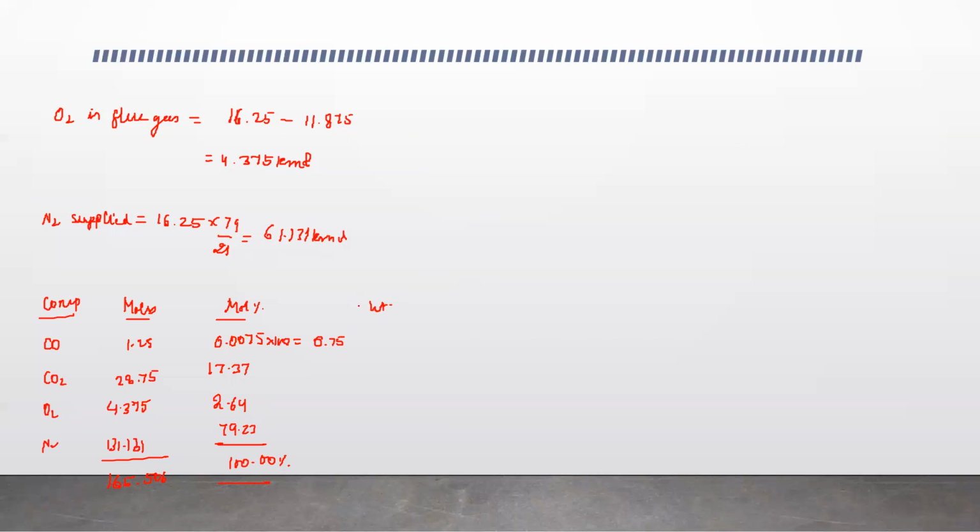Then weight, so for that we need the molecular weight of each. Molecular weight of carbon monoxide is 28. So we've taken the molecular weight of each. Then we are going to find the weight. Weight is moles into molecular weight. So it's going to be 1.25 into 28, that is going to be 35.